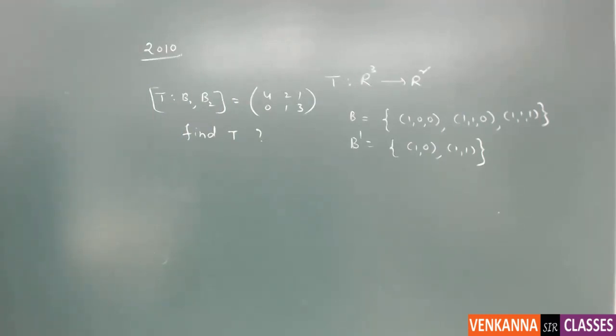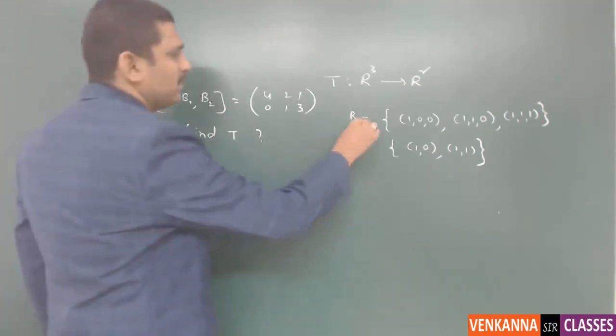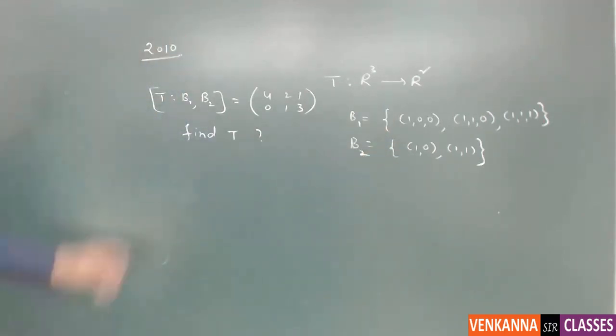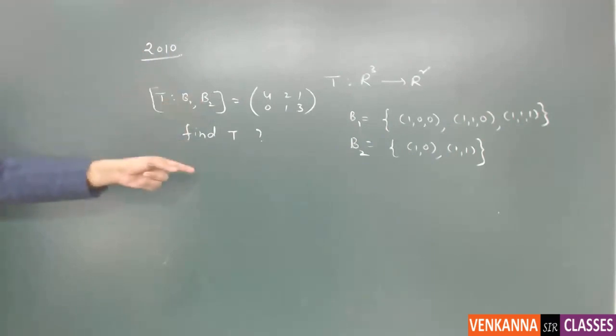It was defined that T is a transformation from R cube to R square, and the matrix of the transformation with respect to the given two bases, say, let me say B1, B2, is this one. Then what is the possible condition of T? That means what is the value of T of XYZ? That was the question. Fine. Is it clear to all what to do?